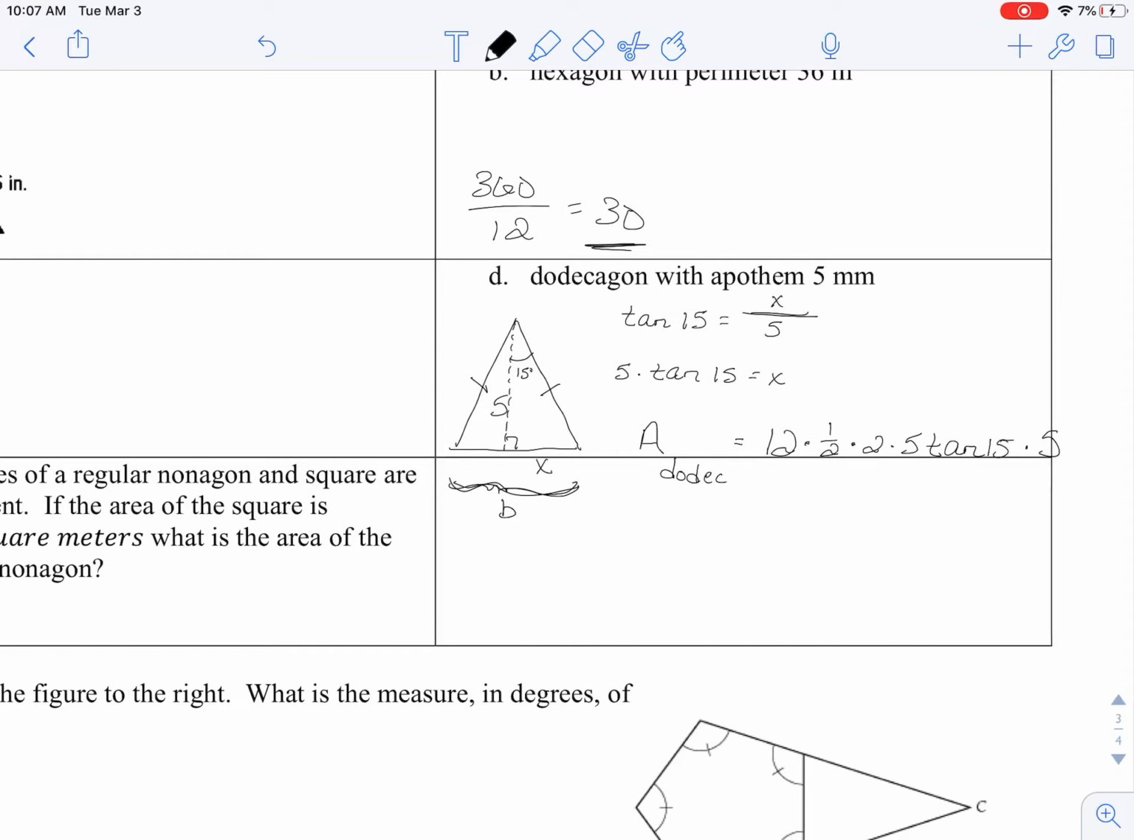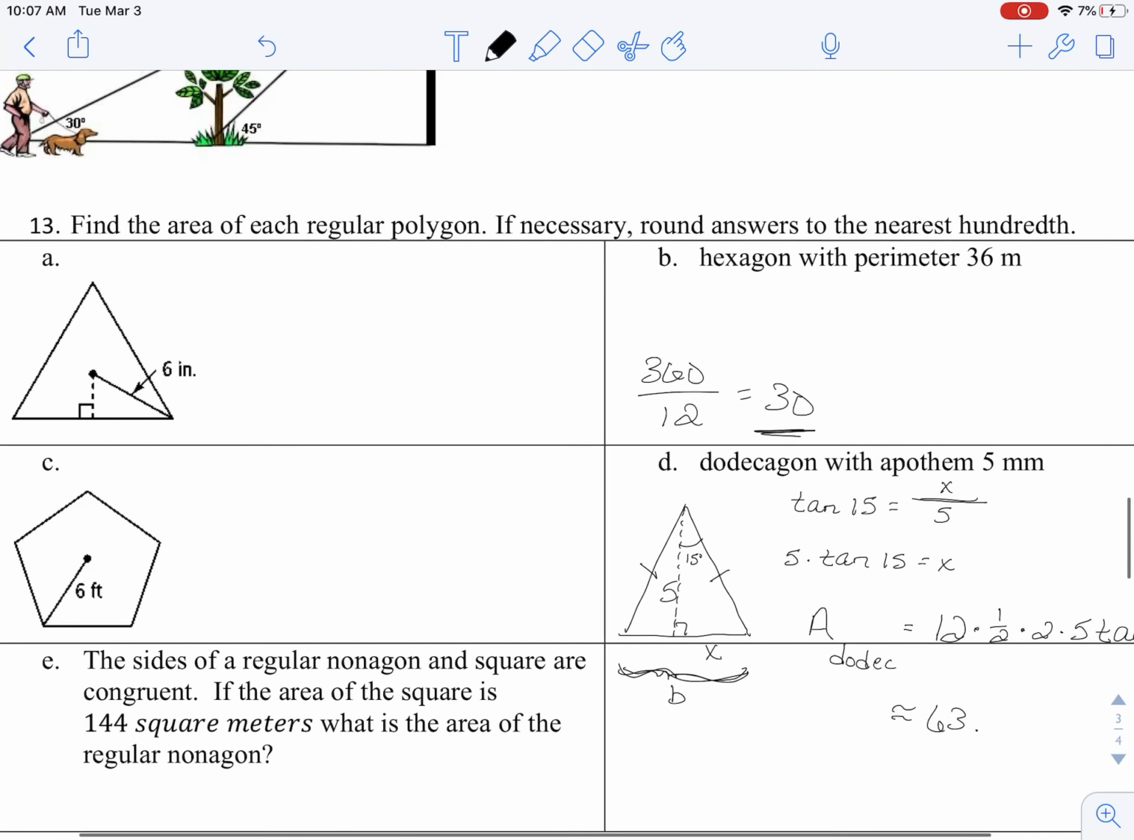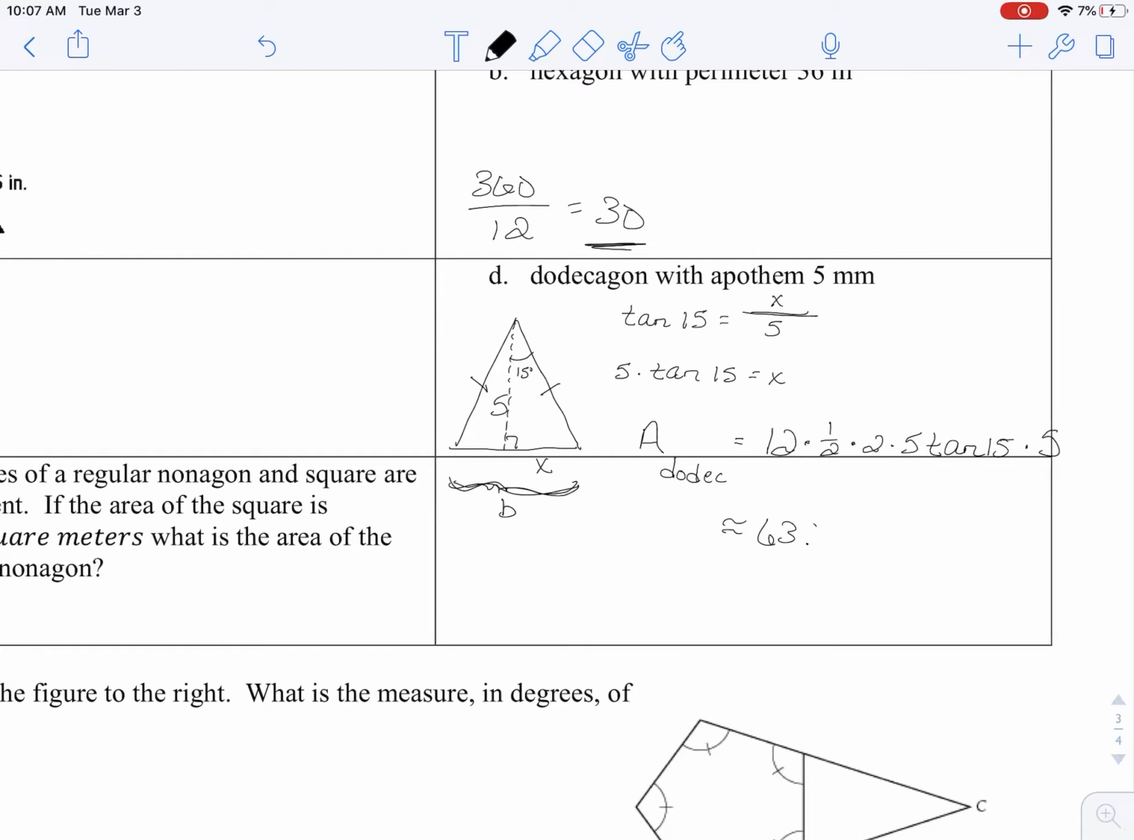So when I put that in my calculator, 2, 5, tangent. When I put all this in my calculator, I am getting 63.7669-ish, and the direction said to the nearest hundredth, so I'm going to put 7 square millimeters.